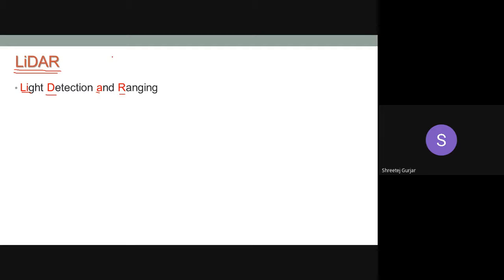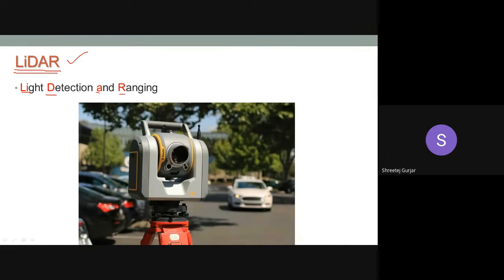So let me show you an image of a lidar instrument. You can see this is a lidar instrument. Okay, so you just set it out, you level it, place it, and you set it on, you start it, and it will start taking measurements. Okay, it is not like a total station. It will automatically scan the entire area. It will go 360 degrees around.